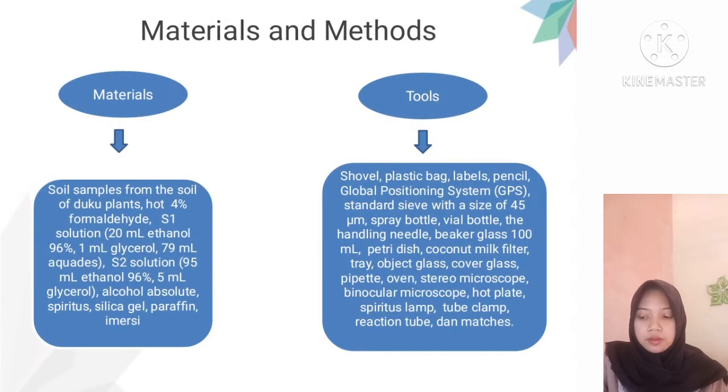Materials. Soil sample, hot 4% formaldehyde as solution 1, solution 2, absolute alcohol, spirit, silvigel, paraffin, immersion oil. Tools. Shovel, plastic bag, labels, pencil, GPS, standard sieve with a size of 35 micron, spray bottle, fill bottle, beaker glass 100 ml, petri dish, filter, tray, object glass, cover glass, pipette, stereo and binocular microscope, hot plate, Bunsen, and top clamp.